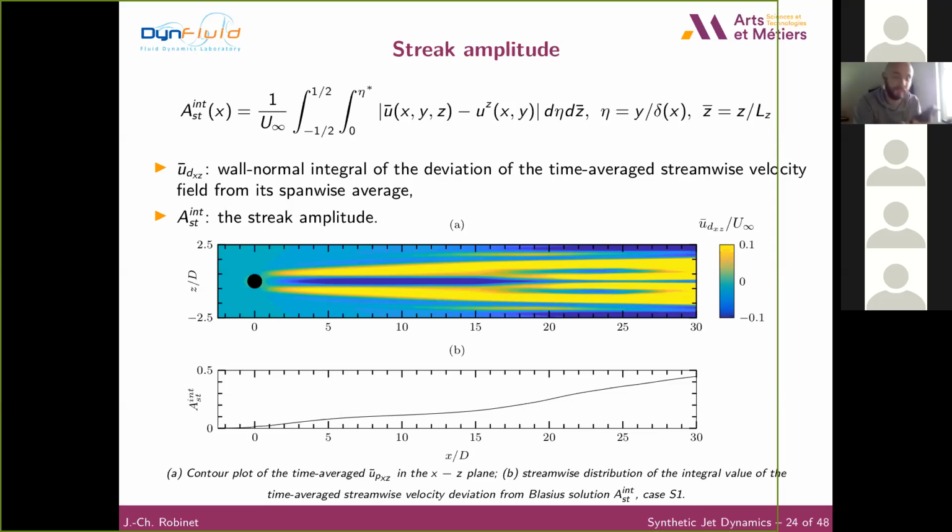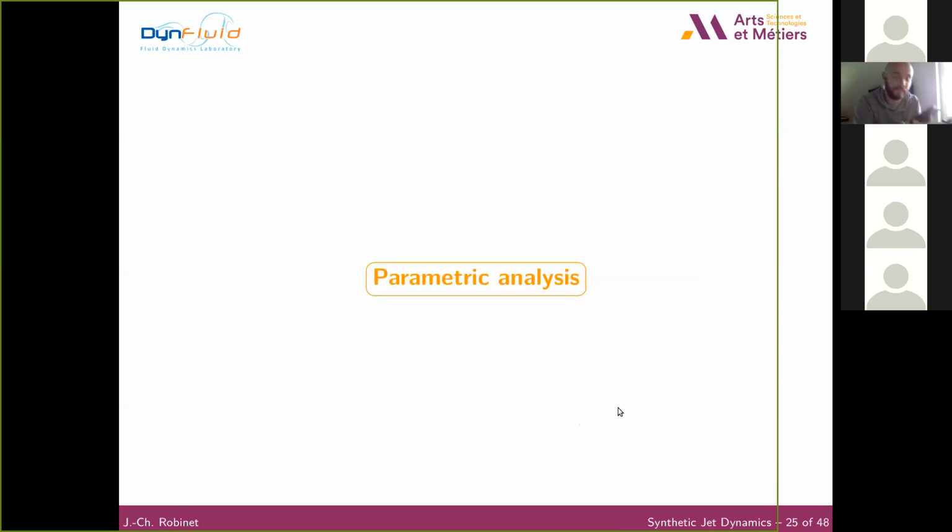And this interaction creates additional streaks, which create additional hairpins. And progressively, we become more complex and ideally turbulent. This plot finishes the description of my baseline. Now I modify some parameters of the baseline.